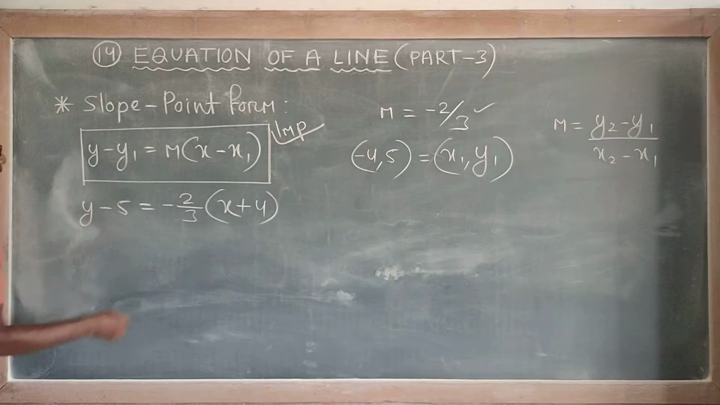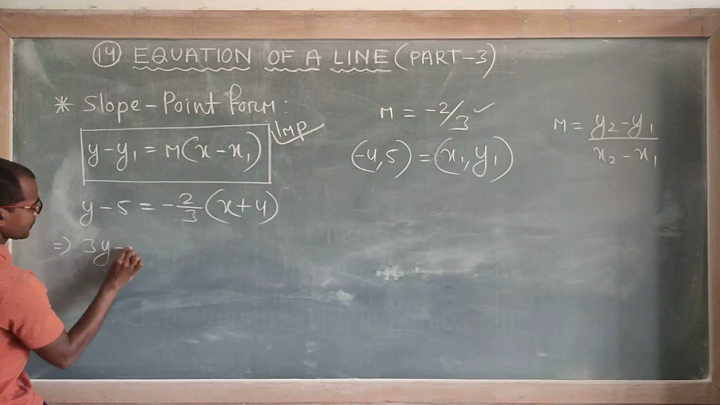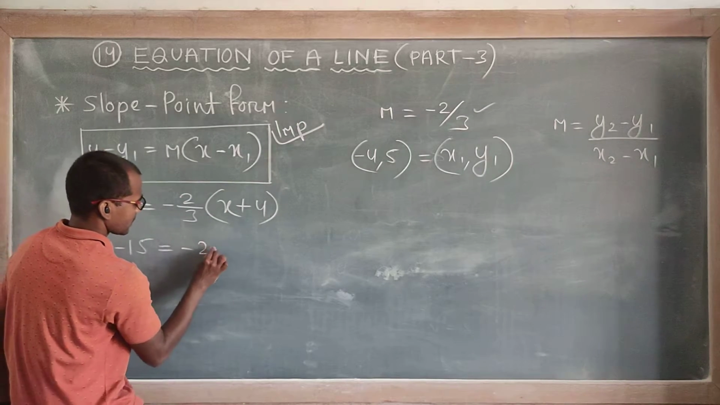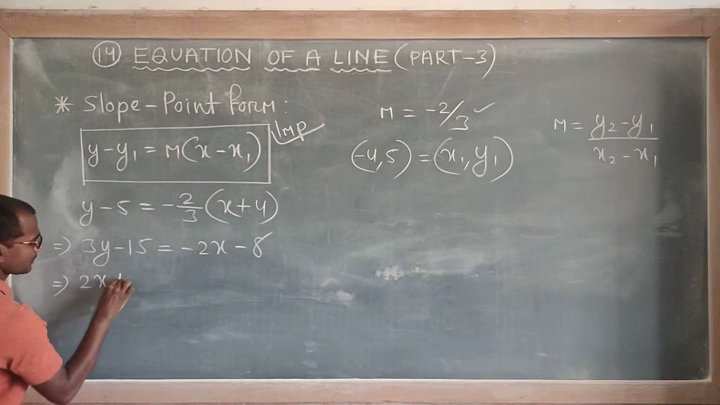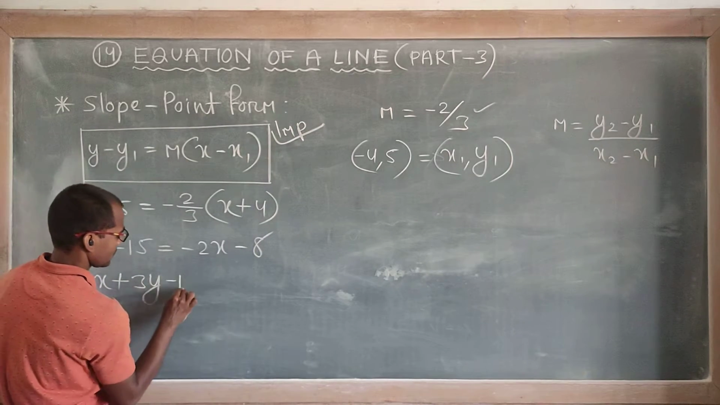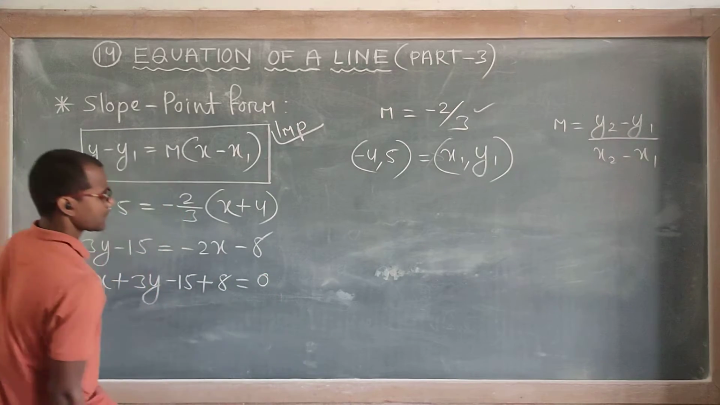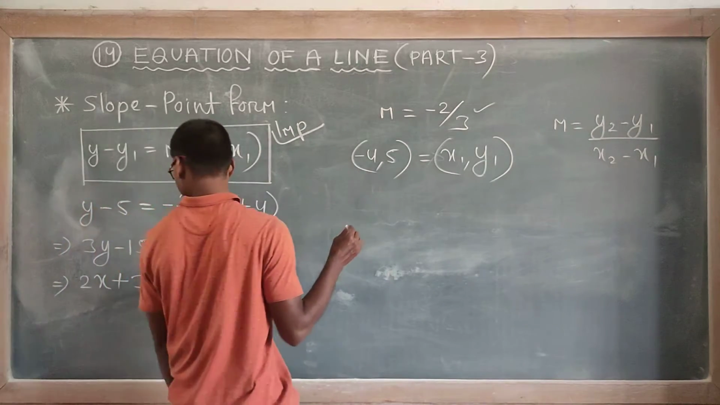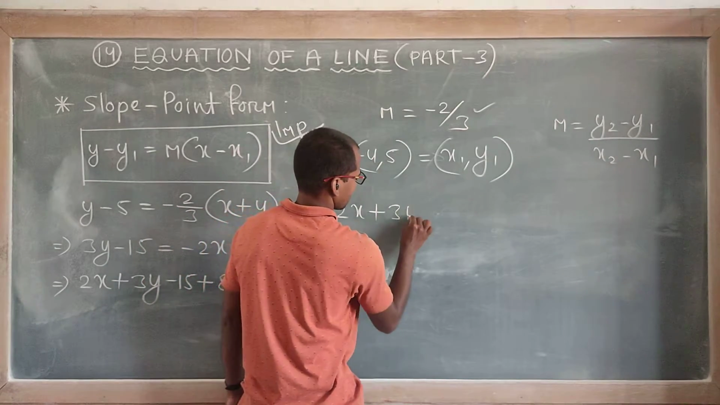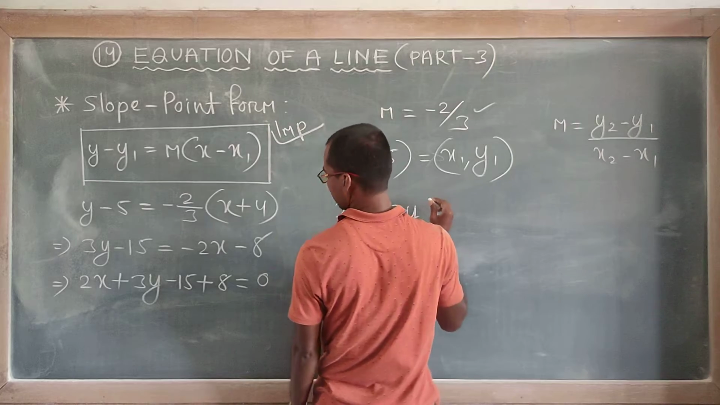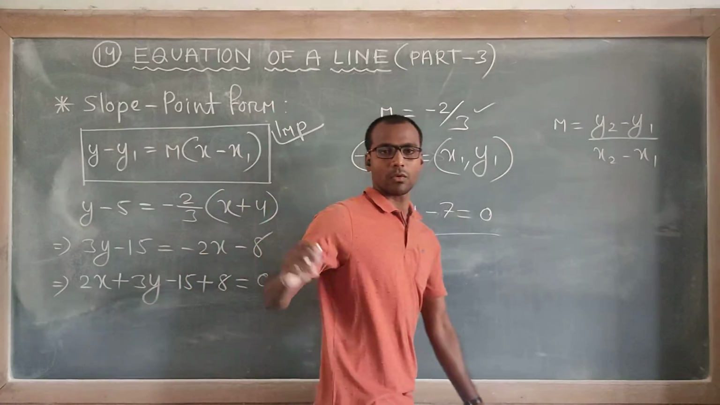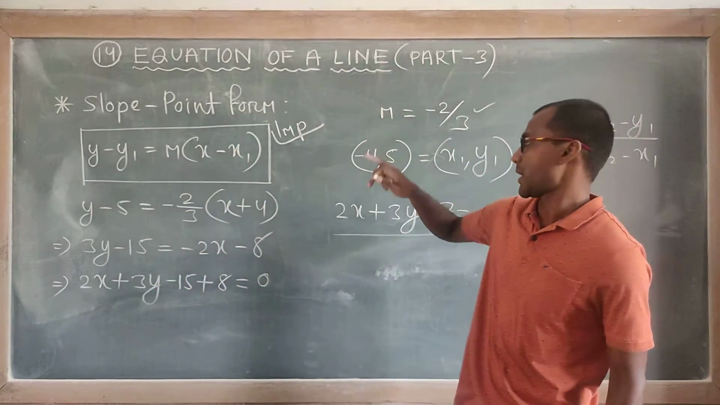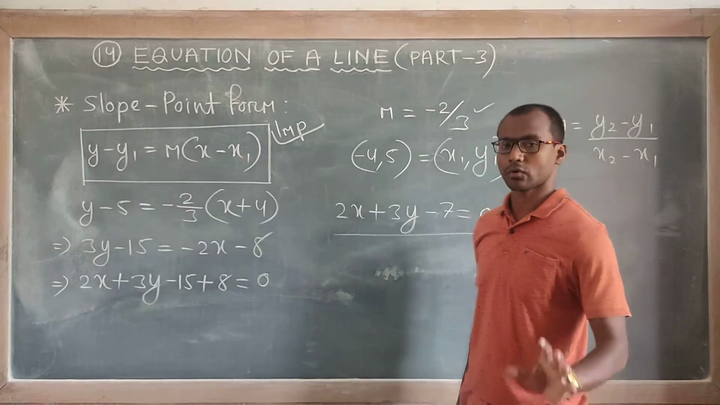Okay, bring 3 to the left. 3y minus 15 is equal to minus 2x minus 8. Bring everything to the left to get the standard form. So 2x plus 3y minus 15 plus 8 is 0. Okay, so the final equation is 2x plus 3y minus 7 is 0. So this is the equation of the line whose slope is minus 2 by 3 and is passing through the point minus 4 comma 5.